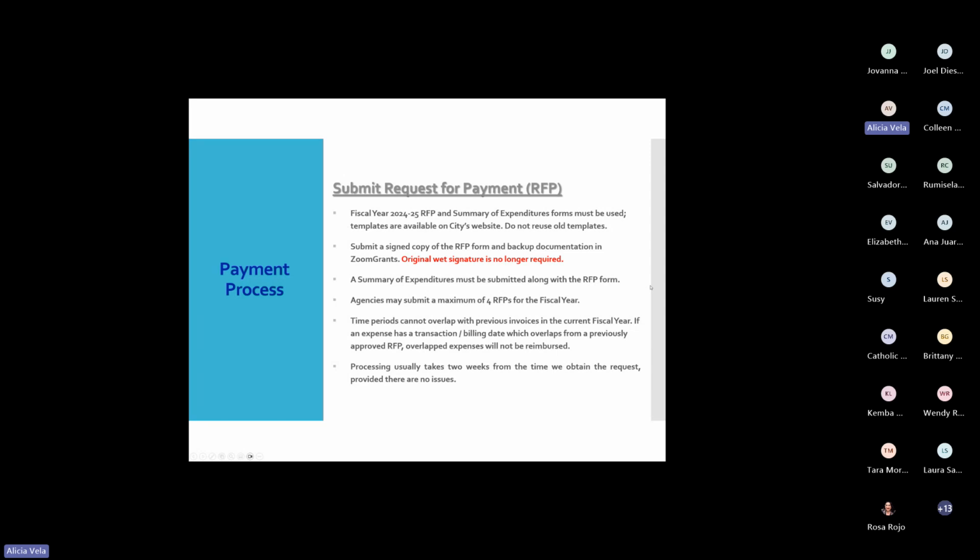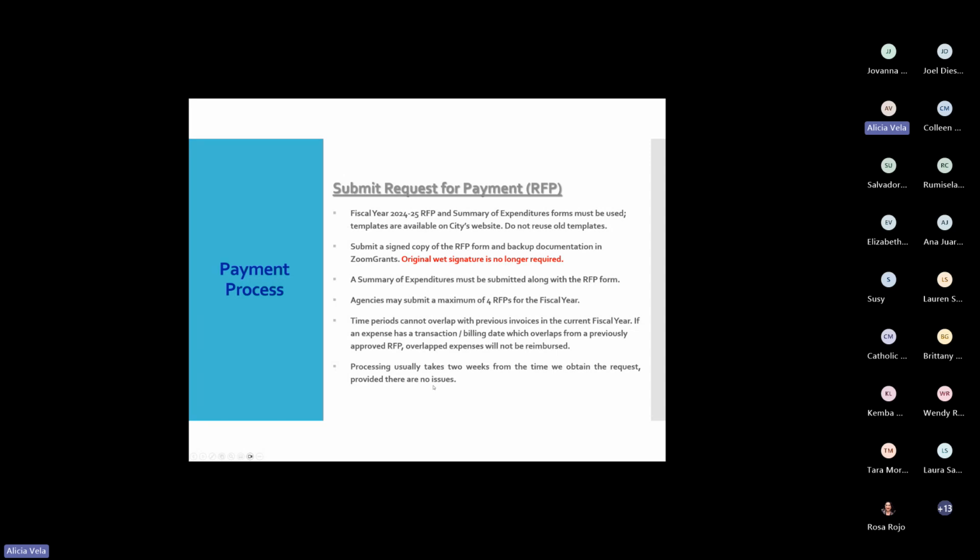A summary of expenditures form must be submitted along with the request for payment form. I'll go into that in the next couple slides. Agencies may submit a maximum of 4 requests for payment for the fiscal year, and the minimum amount to submit is $1,000. So just make sure to plan accordingly.